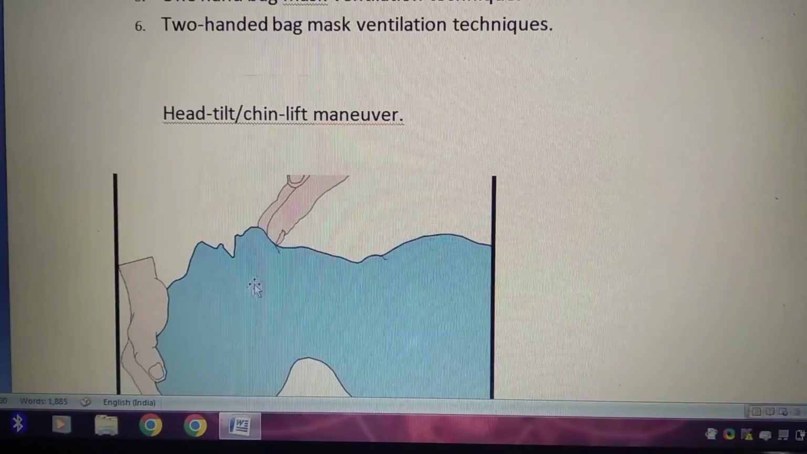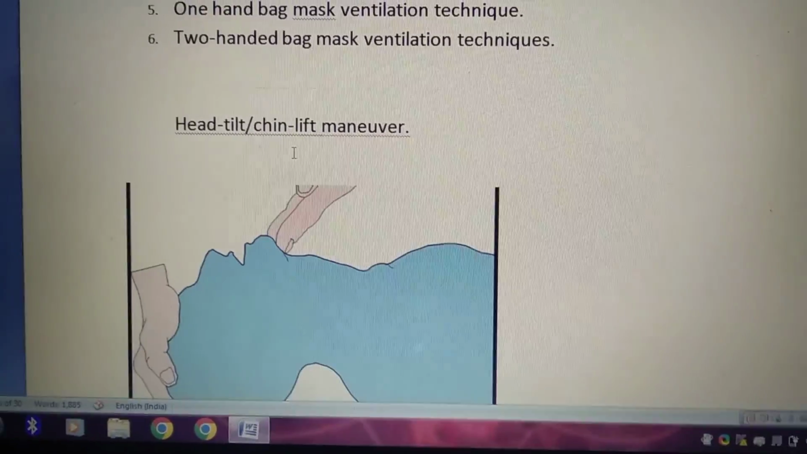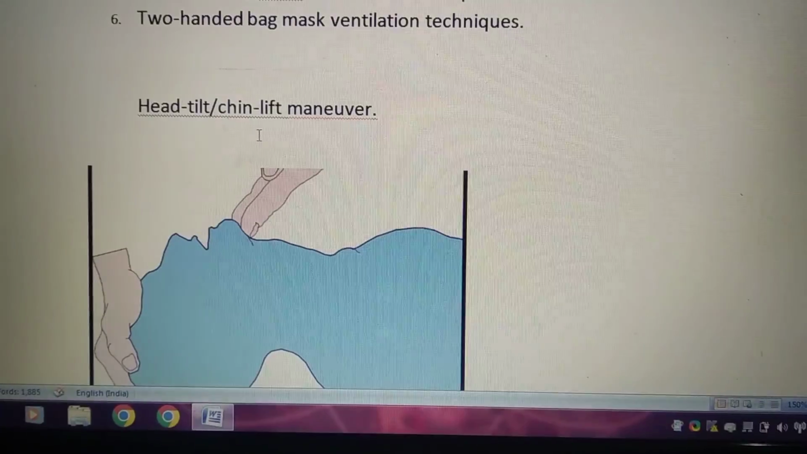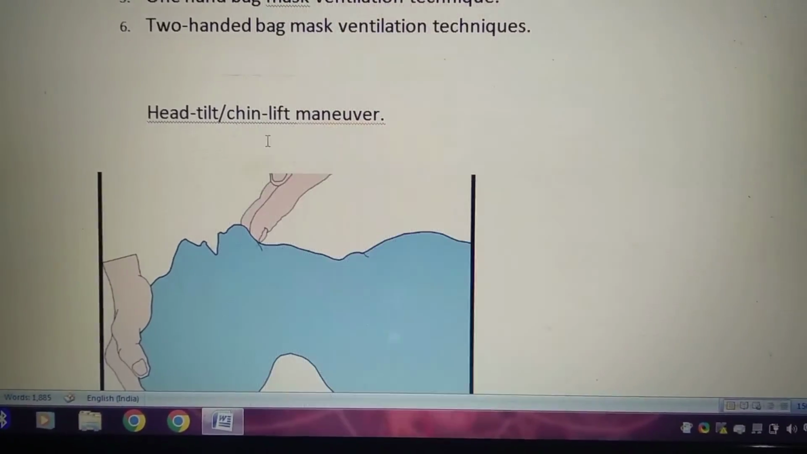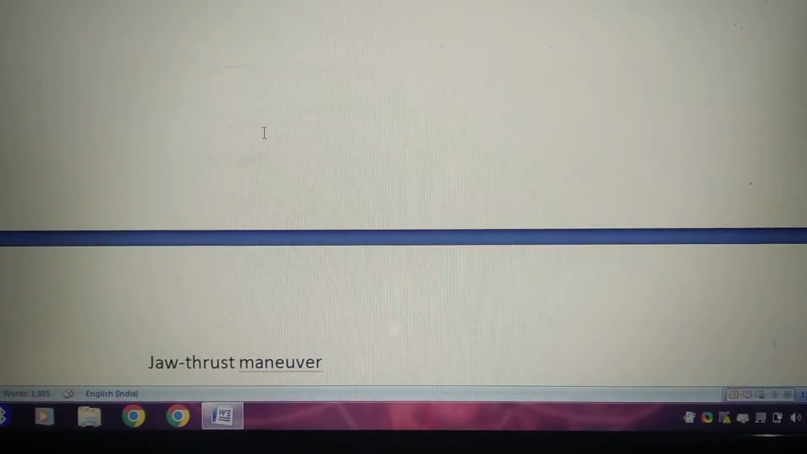Tilting the head causes the airway to become straight. Lifting the chin causes the tongue and mandible to be pulled forward, preventing the tongue from falling back into the laryngeal inlet. I hope you understand this airway management procedure.